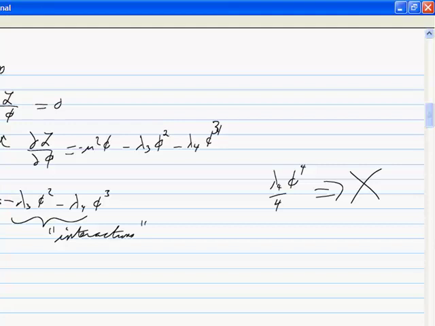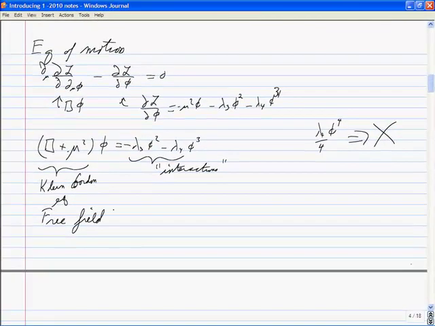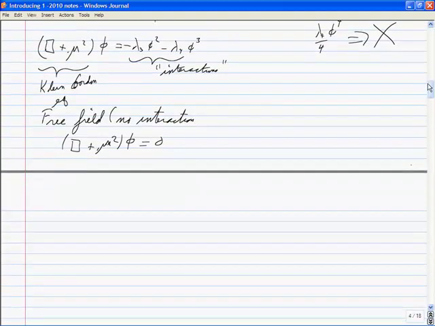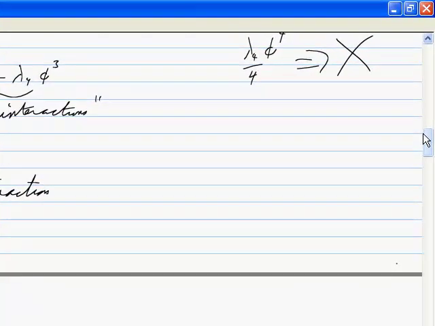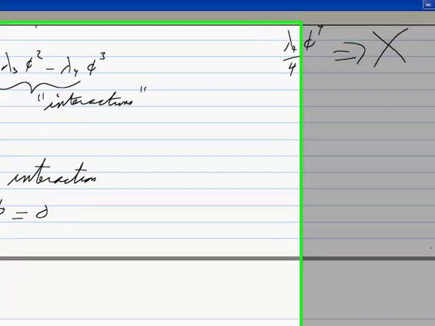Okay, so the lowest order, the free field, with no interactions. So free field means no interactions. It is the d'Alembertian plus mu squared phi equals 0. Mu squared, thank you. I'll learn my lesson eventually.